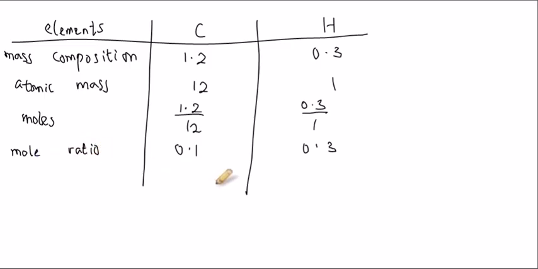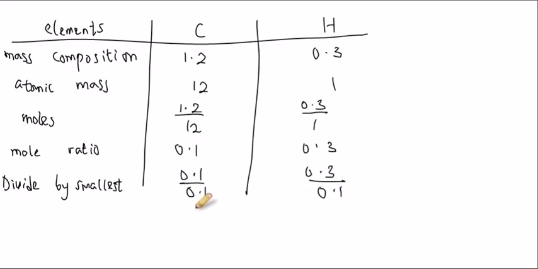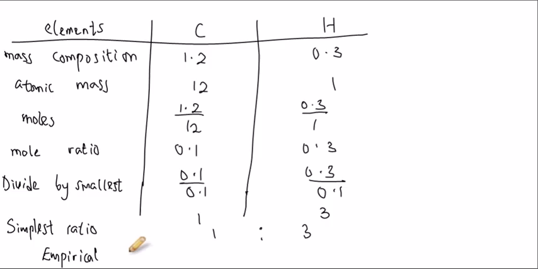To determine the mole ratio, we'll divide by the smallest. I just want to know the simplest ratio in which both combine. So between 0.1 and 0.3, the smallest is 0.1. So I'll state on this side, divide by the smallest number of moles. Here we're dividing by 0.1. So 0.1 divided by 0.1, we have 1. 0.3 divided by 0.1, we have 3. So the simplest ratio in which they combine will then be 1:3. Hence, the empirical formula of the substance will then be equal to CH3.